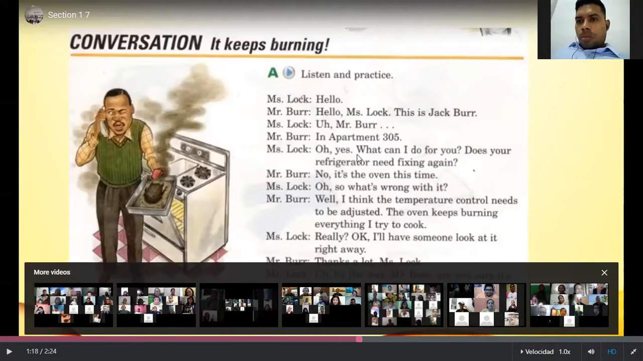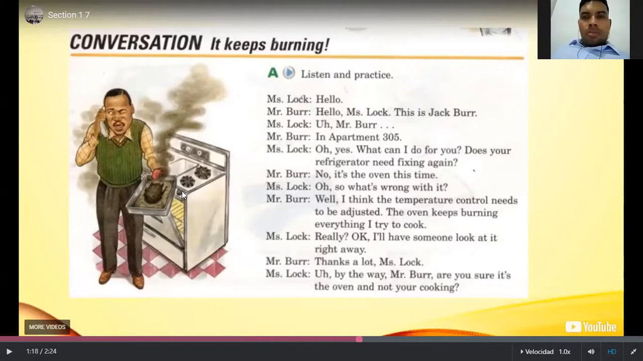Okay. In this case, you can check the audio later in the platform. What we're going to do right now is to identify, in this conversation, you have the script here, right? You can see the script? Yes. So in this script, I want you to tell me what is the problem of the tenant. Can you identify it? Mr. Burr has a problem with the oven. Okay, and what is that problem? The temperature control needs to be adjusted. Okay, very good. What else?